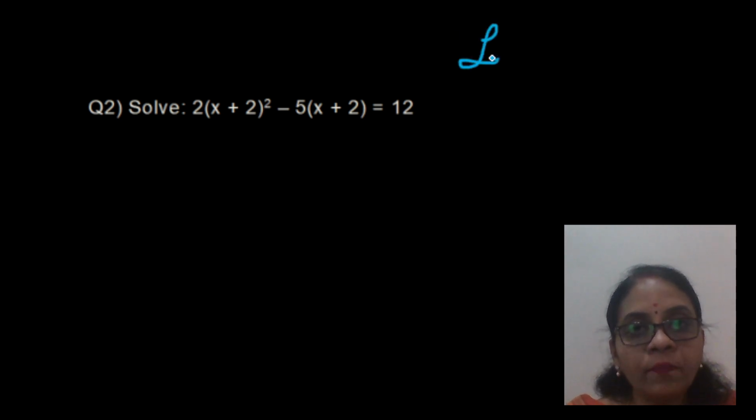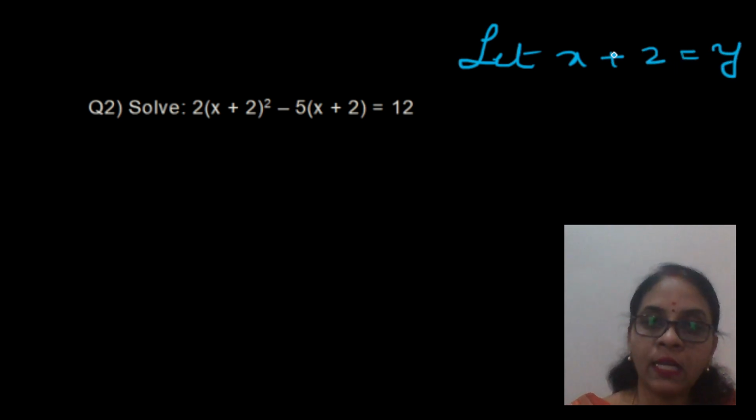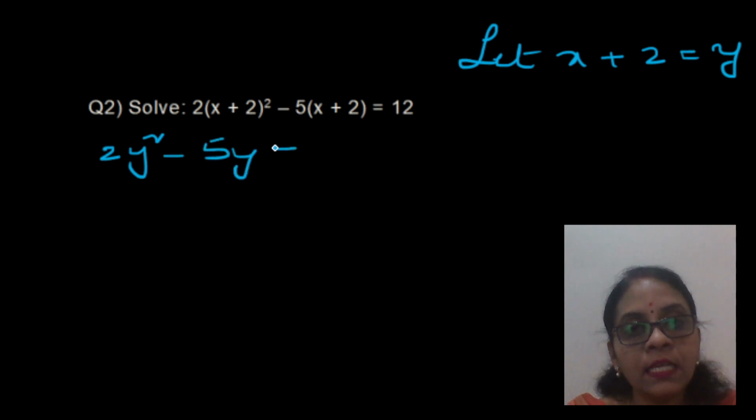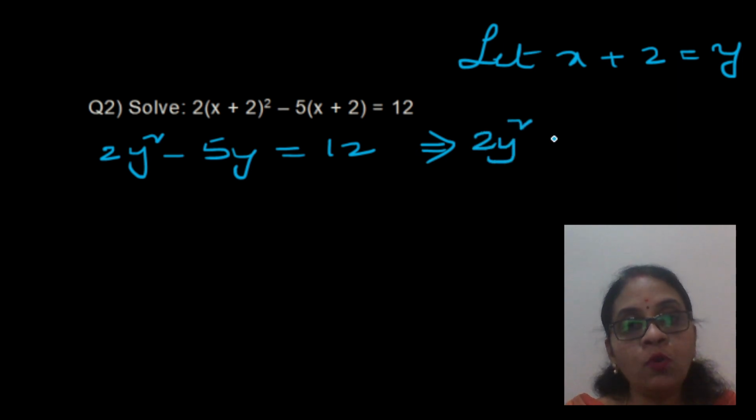So let x plus 2 be equal to some other variable. You can take it as y, you can take it as a. Let's take it as y for now. So what do we have here now? 2y square minus 5y is equal to 12. Now if I transpose the 12 to this side, remember a quadratic equation is always equated to 0. You have 2y square minus 5y minus 12 is equal to 0.